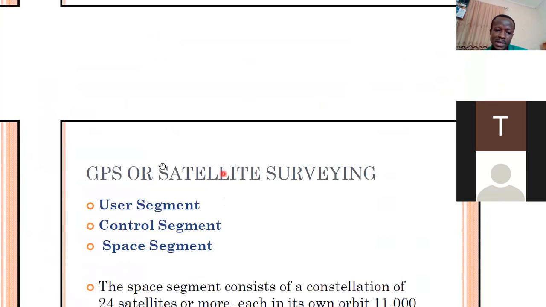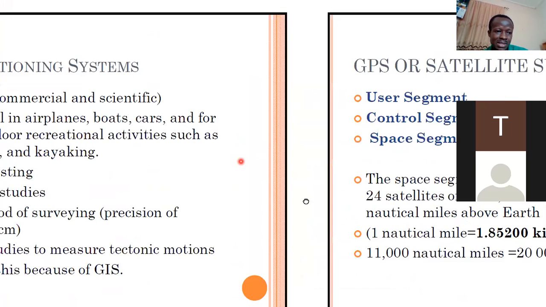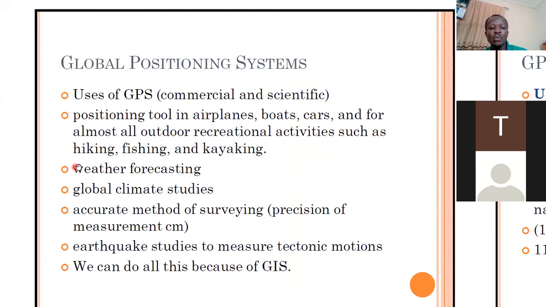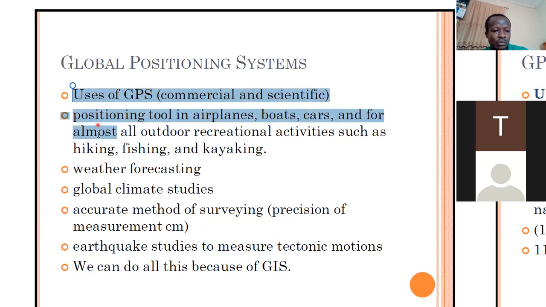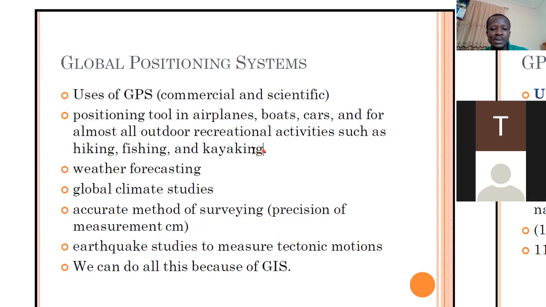All right, so GPS has several segments. Before we talk about the segments, let's recognize that it can be used in weather forecasting, global climate studies, and earthquake analysis. If you want to know if some rock is moving a little bit, you can put a GPS receiver there, observe it for a while, and see the changes. People do a whole lot with it. Kayaking can be used for fun. You can have fun with GPS.